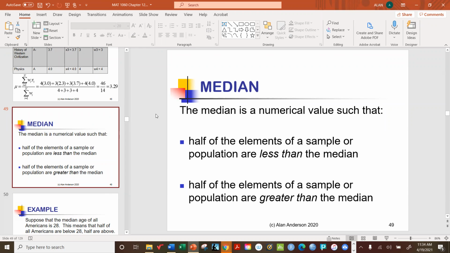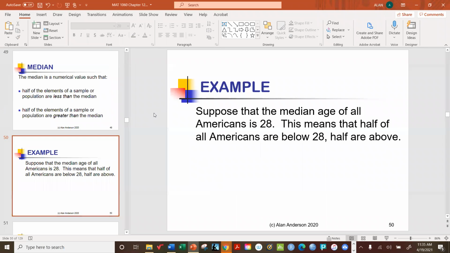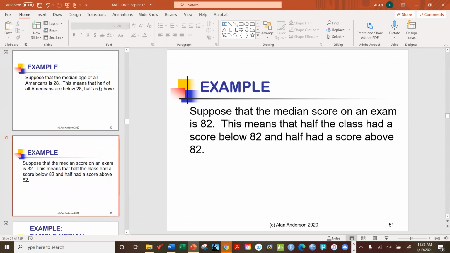Now, you've probably heard this word before, but you may not have known what it meant. The median: the halfway point. And by the way, for any given sample or population, there's no guarantee that the mean and the median will equal each other. In fact, they're usually different, although not always.